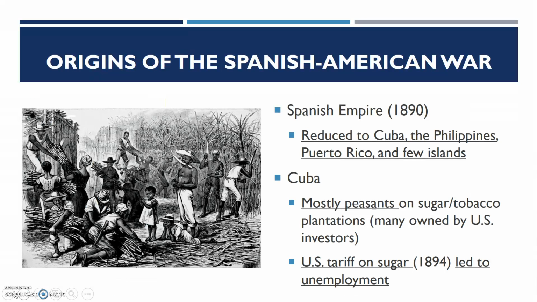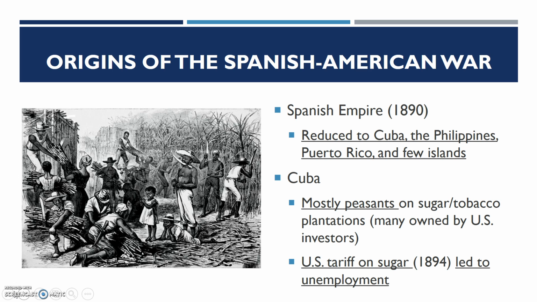Alright, so the Spanish Empire had been a big, powerful empire that was very lucrative and generated a lot of money and power for the Spanish crown. But by 1890, there had been a series of revolutions and independence movements that led to the reduction of the size of the Spanish Empire. So the only things that remained a part of the Spanish Empire were Cuba, the Philippines, Puerto Rico, and a few other islands in the Pacific and in the Caribbean.